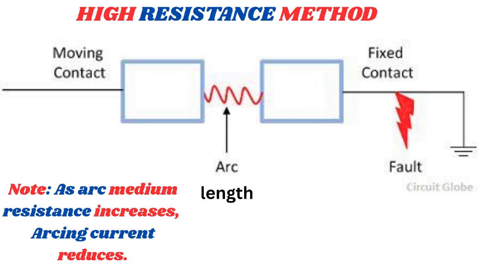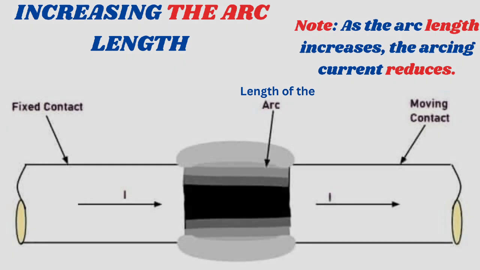This high-resistance method can be achieved through various means, including: Number 1. Increasing the length of the arc. This technique is used to increase the arc voltage and reduce the current, making it easier to extinguish. When the arc is lengthened, the resistance of the arc path increases, which in turn increases the voltage drop across the arc. This reduces the current flowing through the arc, making it more susceptible to extinction.